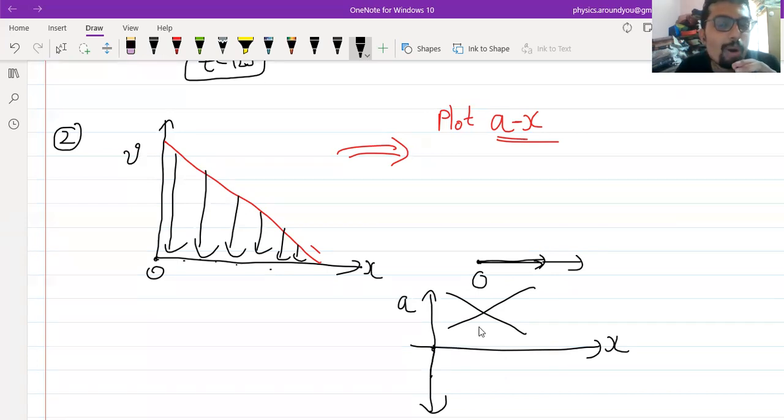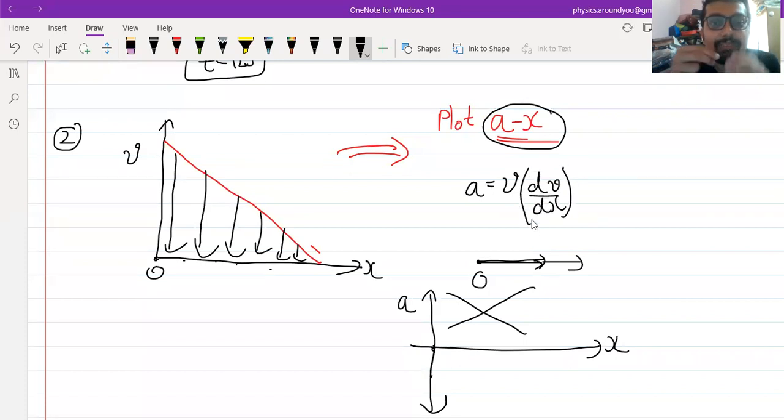What is that one relation which I know between acceleration and displacement? I know only one relation between acceleration and position. What is that? A equal to V dV by dx, right? A equals V dV by dx. How many of you know this? We just discussed this a little while ago. Let's see as the question progresses.